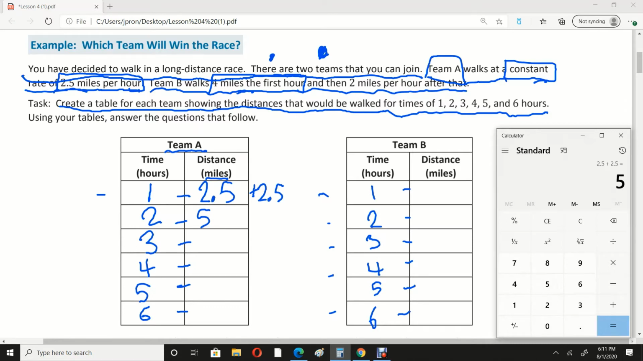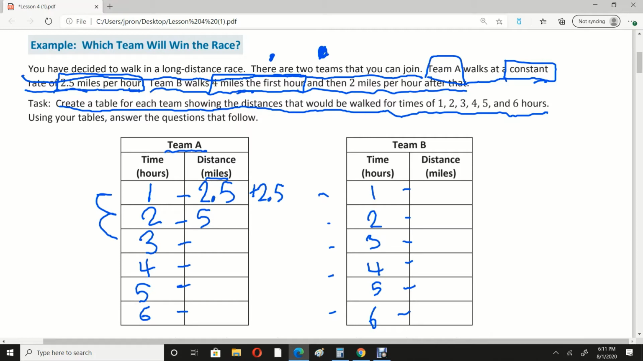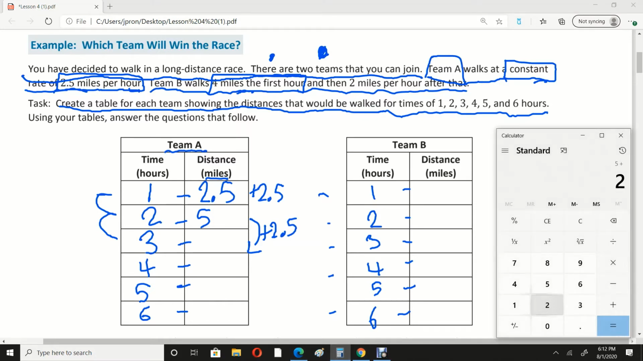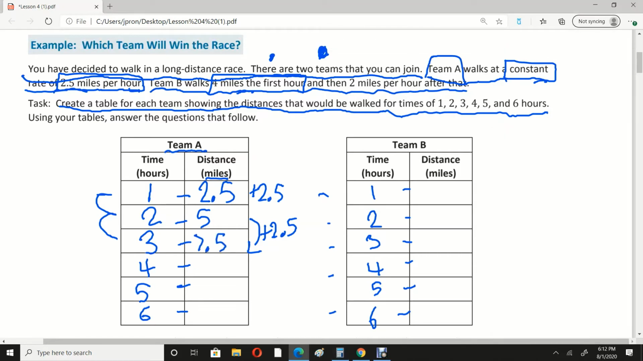Now we're going to continue this trend and we're going to go another hour, right? So we're going to add another plus 2.5 miles, which when we do that, we'll be at 7.5. And this trend is going to continue at a constant rate each time. Each time we're going to go up 2.5 miles. So at 4 hours we'll have traveled 10 miles. At 5 hours we'll have traveled 12.5 miles, and then the last, 15 miles, if we're on Team A. Correct? All right, but what about Team B?